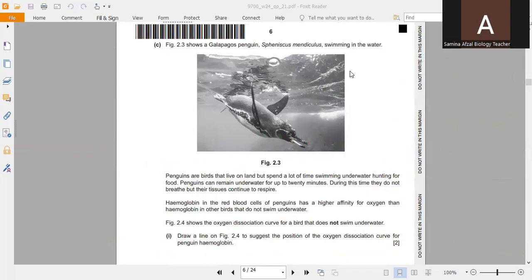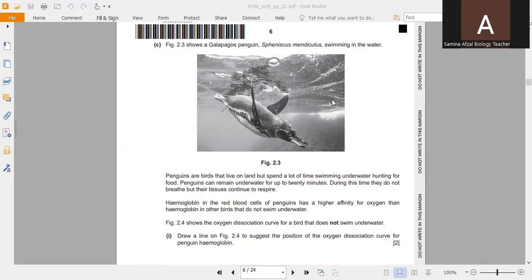So the next question: figure 2.3 shows a Galapagos penguin, Spheniscus mendiculus, swimming in the water. Penguins are birds that live on land but spend a lot of time swimming underwater hunting for food. Penguins can remain underwater for up to 20 minutes. During this time, they do not breathe, but their tissues continue to respire.